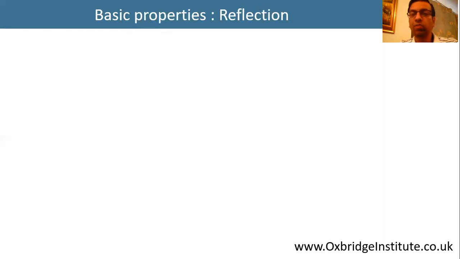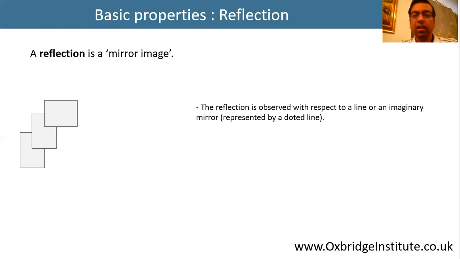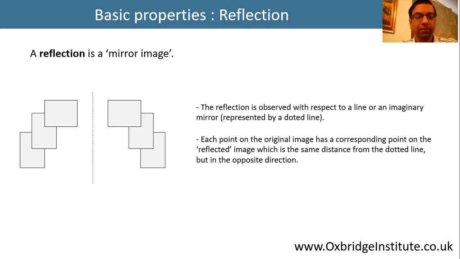Now we come to reflection. A reflection is simply a mirror image. So let us say we have this image. The reflection is observed with respect to a line or an imaginary line, which is generally represented by a dotted line. So let's say this is the line we want the reflection with respect to. This would be the reflection of this image along this imaginary line.